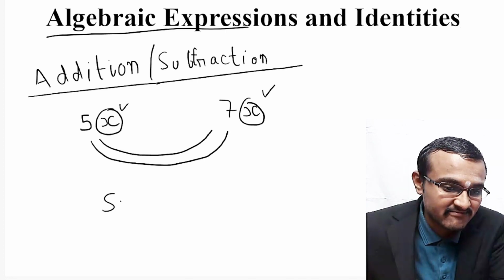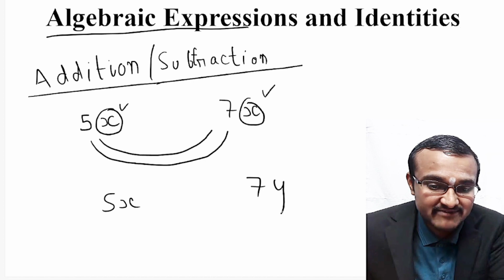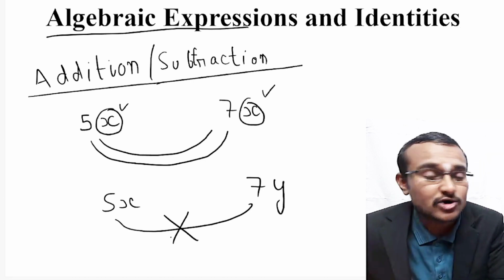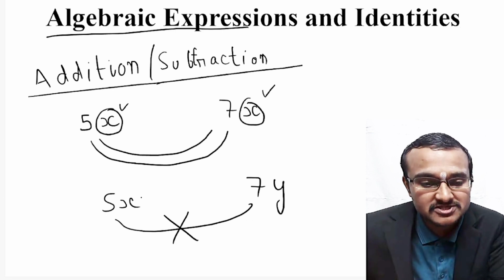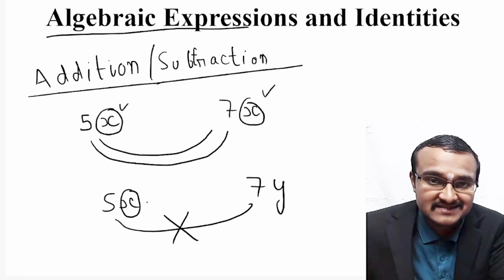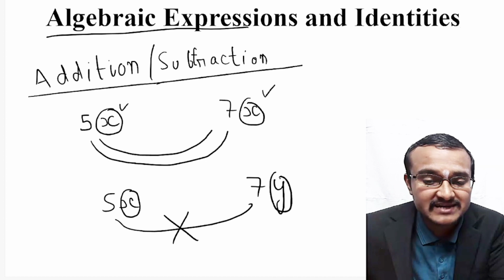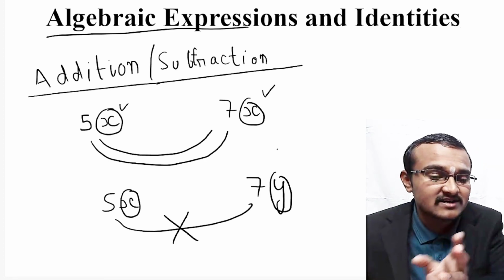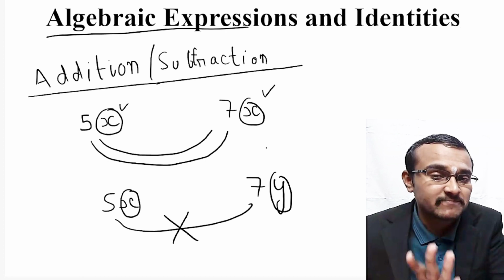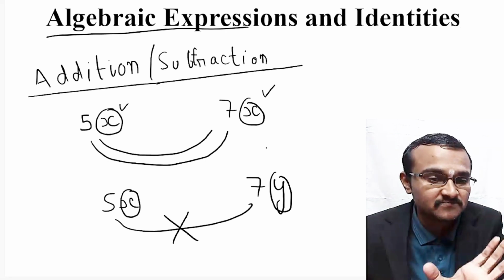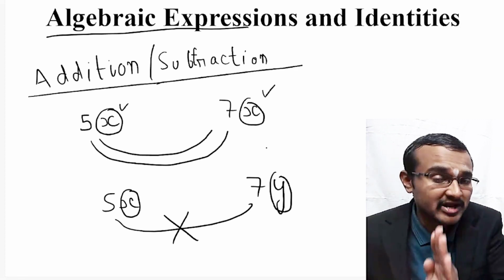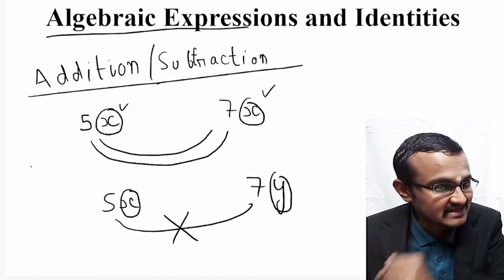So let's say if I give 5x and 7y, at that time you cannot add 5 and 7. You cannot add or subtract, because this 5 has x in it and this 7 has y in it. So the variables are different, and when variables are different, you cannot perform addition or subtraction between the numbers. This is one thing you should remember whenever you do addition and subtraction of algebraic expressions.